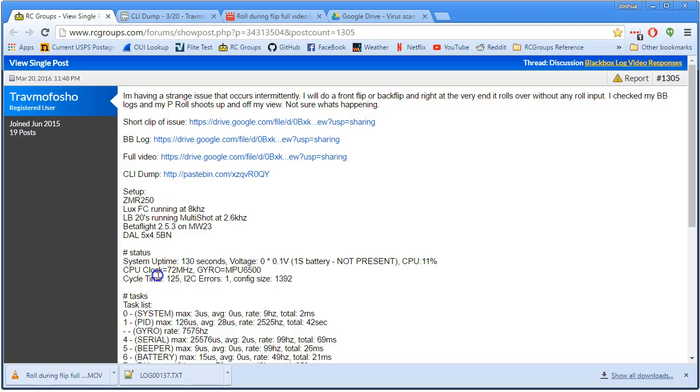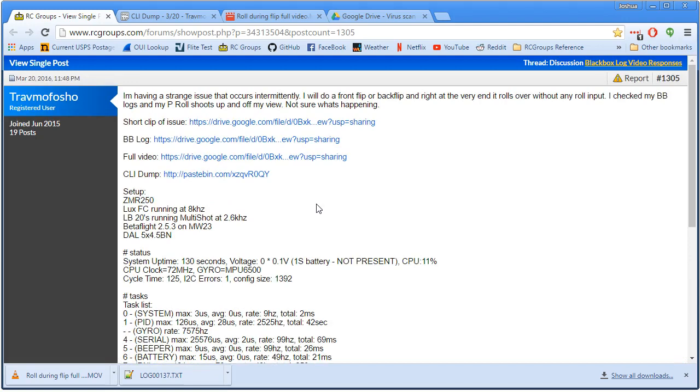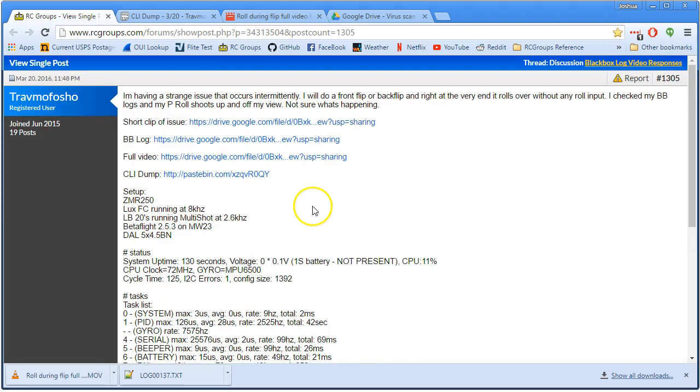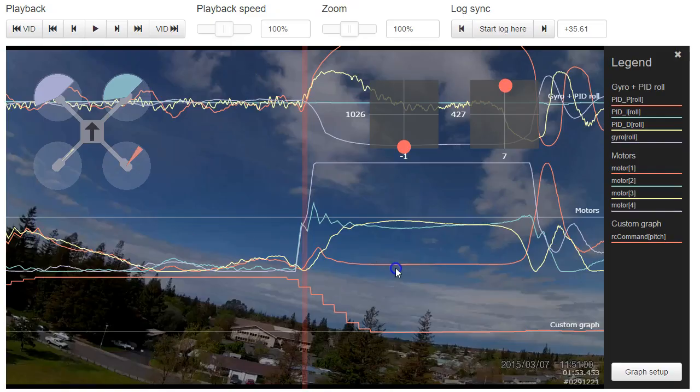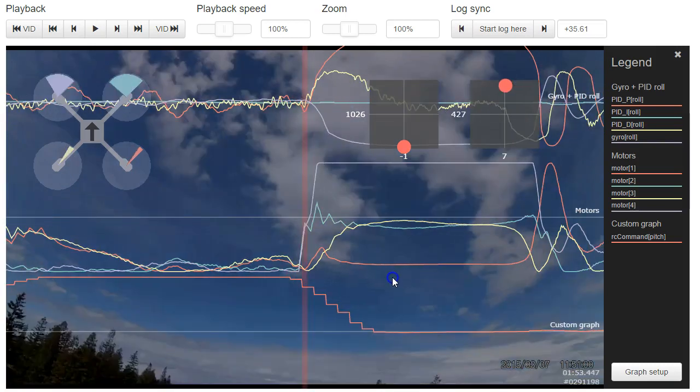You don't say what motors you're running. If you're running... I would say try medium-high timing, or I don't actually know what timing you're at either. So maybe you're already at medium-high, in which case maybe you should try medium. I don't know. And then the other thing is check your props are tight. Yeah, that's where I would go with this.